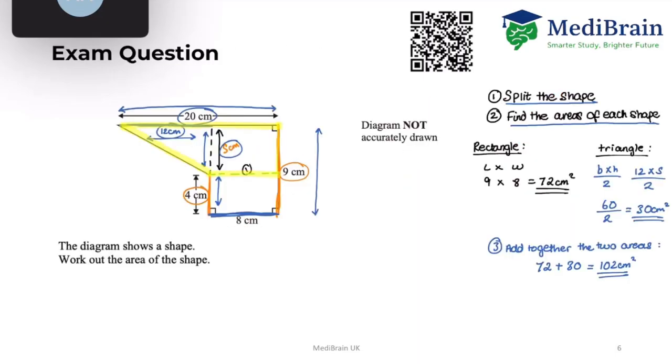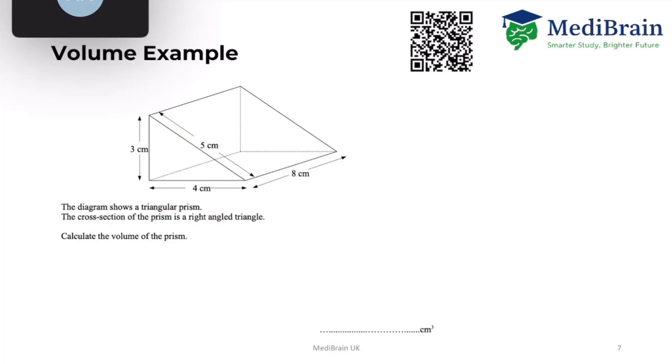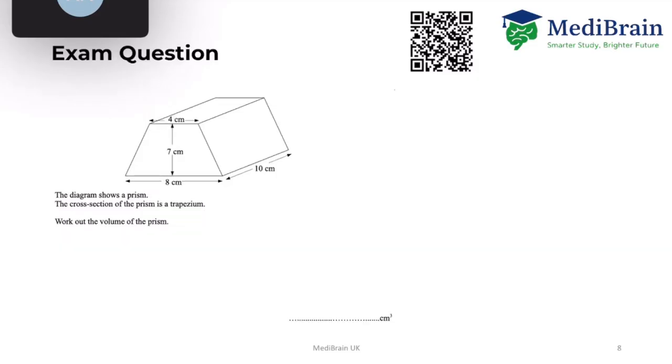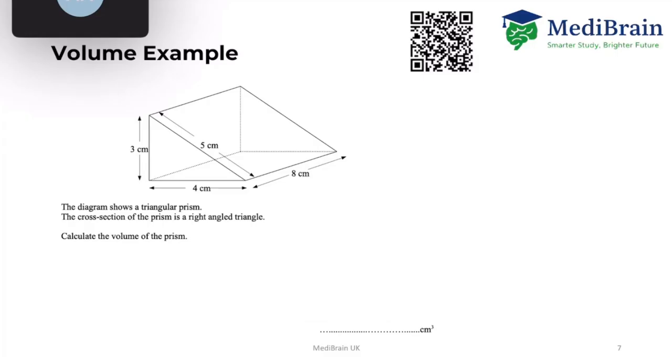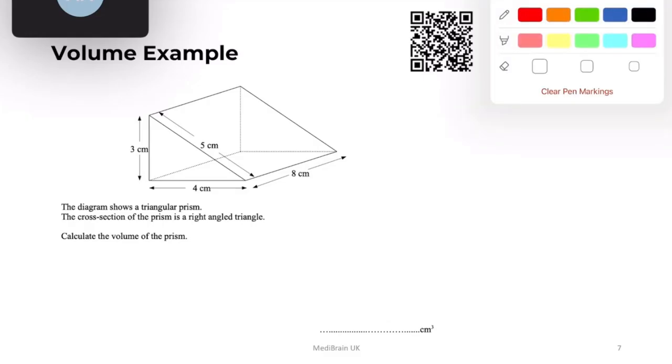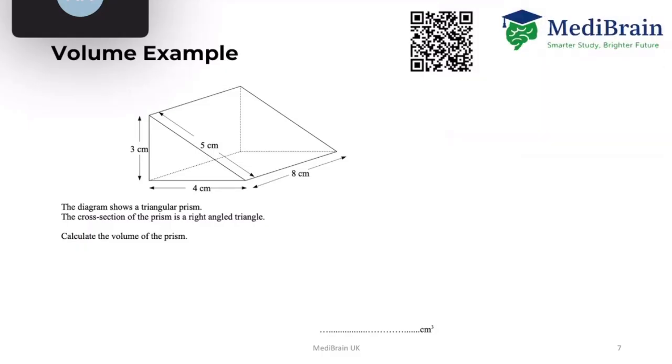So that was just a bit on compound shapes. What we're going to do now is move on to a volume example. I'm going to go through this example with you, and then I'm going to give you guys one to have a go at yourself. Okay, so, volume example.